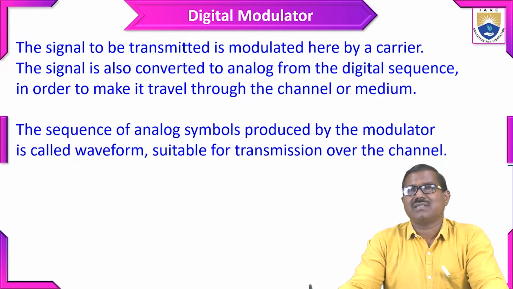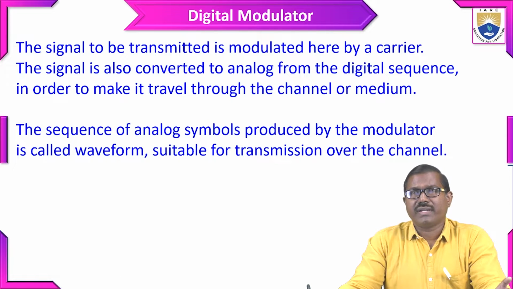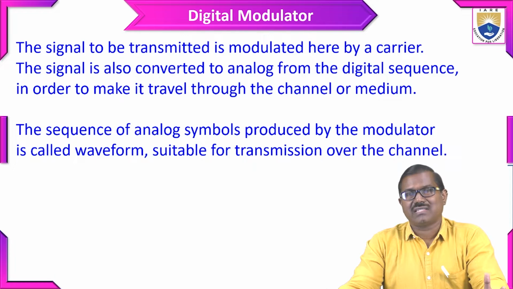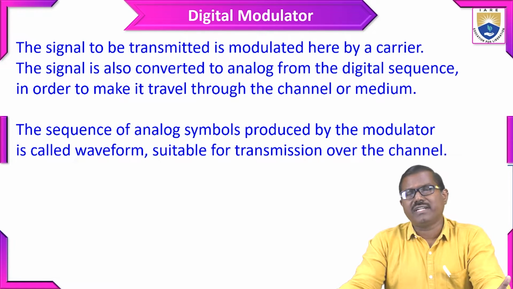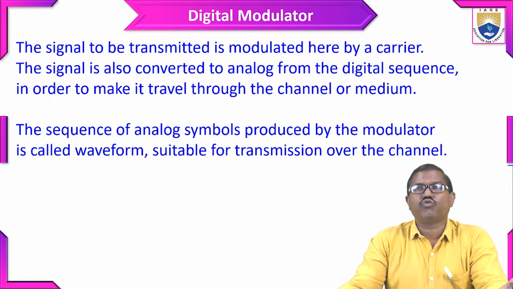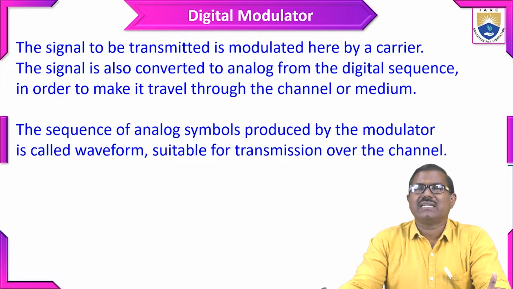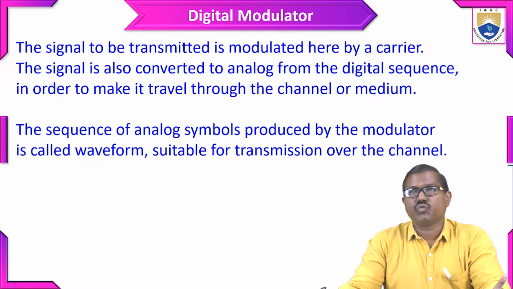As already discussed, the channel is in analog form, so it allows analog signals only. So we are going to convert the digital signals. Why? Because before this digital modulator, we have a source encoder and channel encoder, so all the bits are in digital form. I'm going to convert these digital bits into a waveform. Here I use a carrier, and by using that carrier, we convert this baseband into passband.